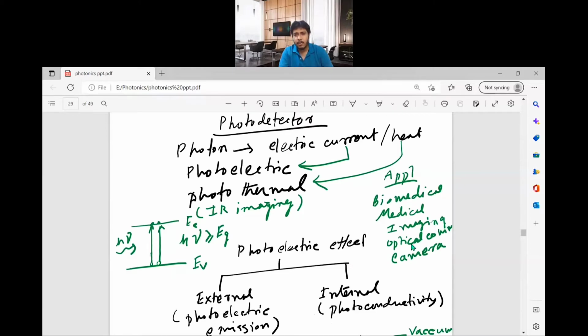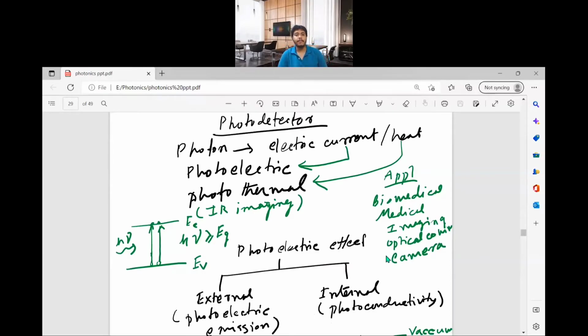Photodetector applications are biomedical applications, medical imaging, optical communication, and cameras. In optical communication, you need to detect the light. You are sending light into the optical fiber, which we studied, generating it using LEDs and lasers. But you need to detect the light, right? Because we are dealing with electrical signals, we need to convert that light into some electrical or measurable quantity so that we can measure it and process it. So the photodetector will convert that photon energy to some measurable form.